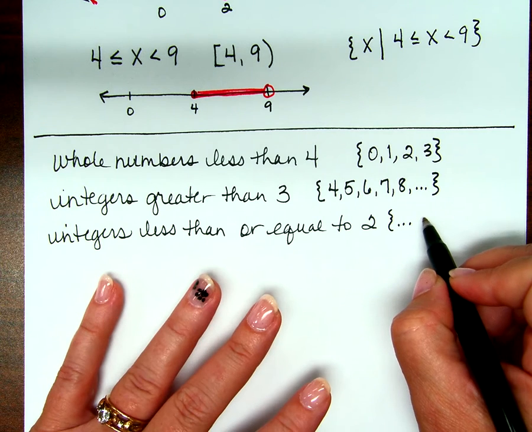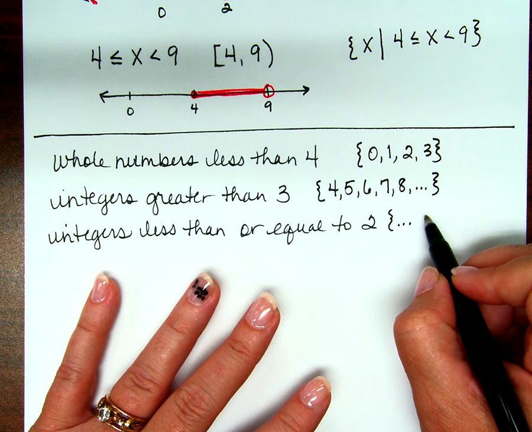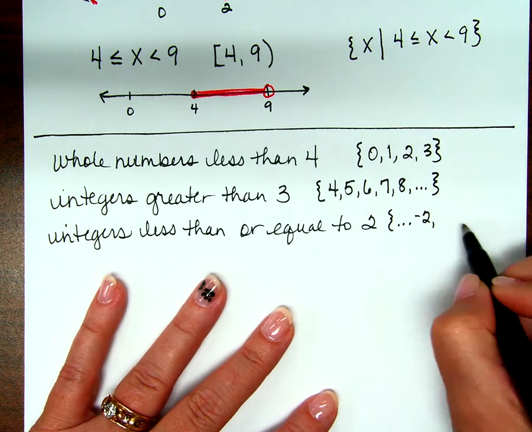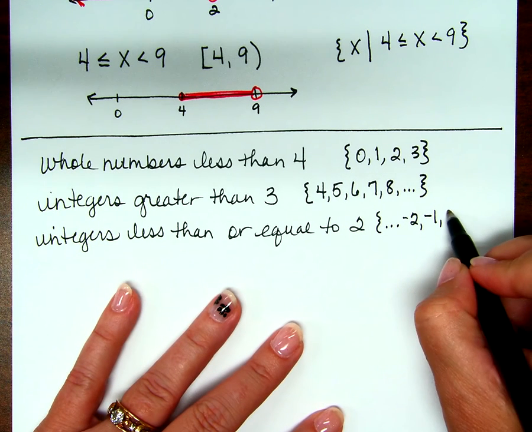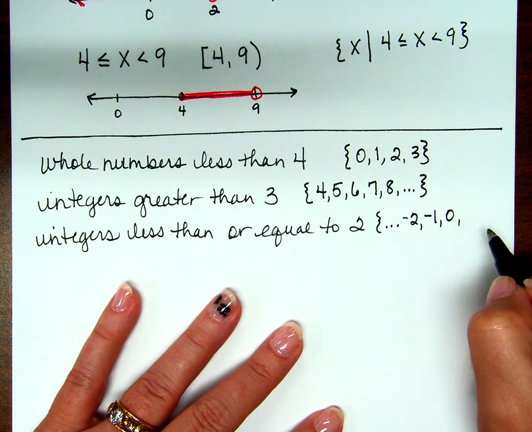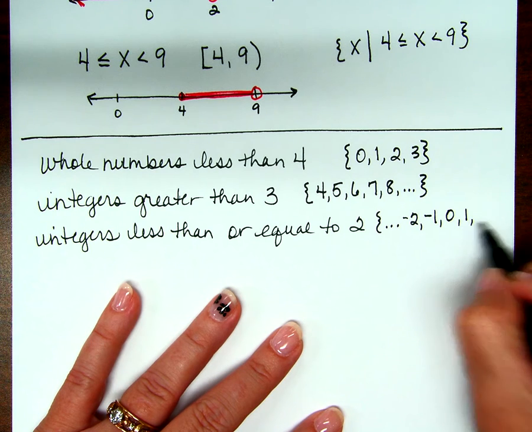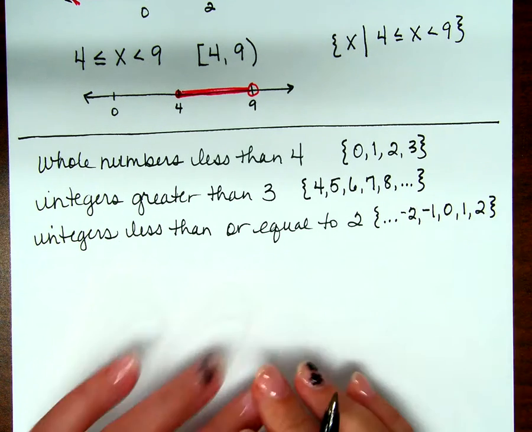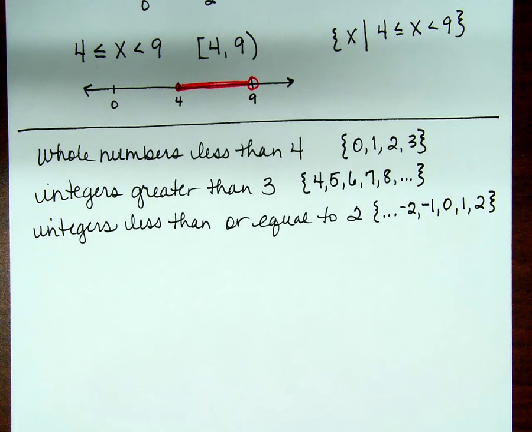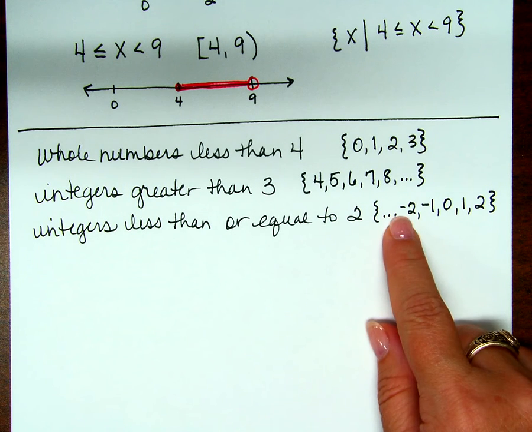If I need 5, where do you want to start? -2? -1? 0? 1? 2. Brace. I agree with you that -3 is an integer less than or equal to 2. And would it be wrong if you had it on the list? No, because all I asked for was at least 5, right? I'm not saying exactly 5. I'm saying at least 5. Okay?